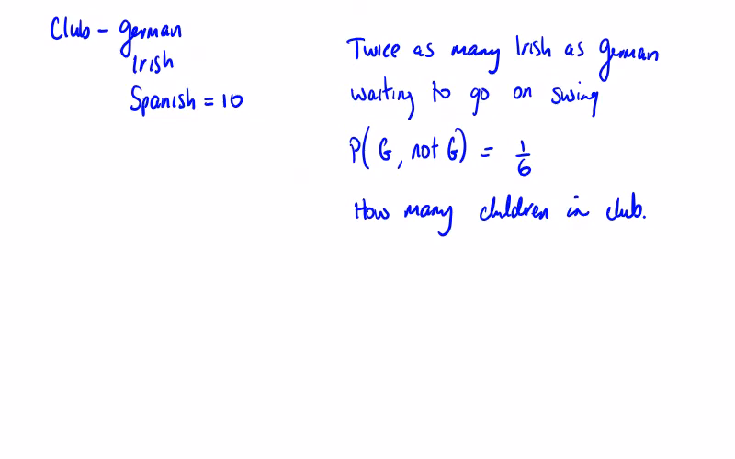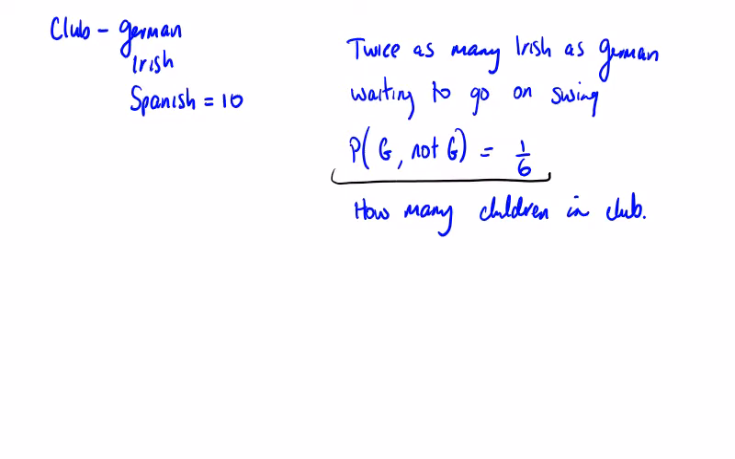Second part of this question, we're told it's a club with children in it. There are 10 Spanish and there's twice as many Irish as German waiting to go on a swing. And what's the probability that the first student to go, when they're picked at random, will be German and the second child not German? Well, you're told it's 1/6. So how many children are in the club is the question.